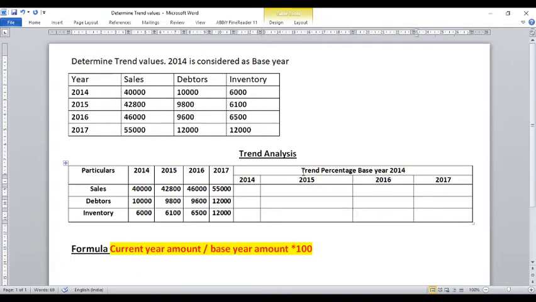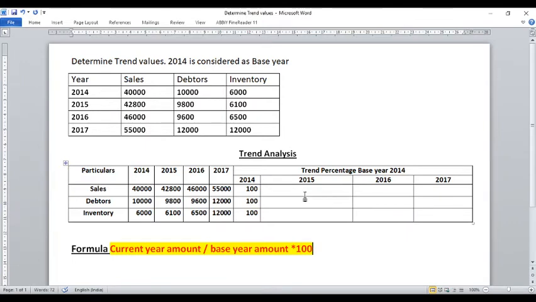Okay, so when it says base year as 2014, we have to consider 2014 as base year and the trend percentage will be 100. So I'll be just putting 100 for all the 3 years. For the base year it is always 100 the percentage. Now we have to calculate trend percentage for these 3 years, 2015, 16 and 17. The formula for the calculation of trend analysis is current year amount divided by base year amount into 100.